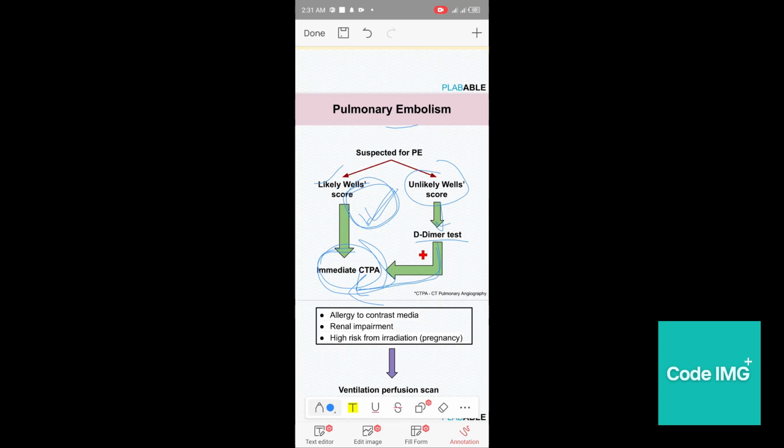Now, there's another scenario where the patient comes to you with suspicion of PE and is hemodynamically unstable. Then you can actually do an echo to see the right heart, and if it shows features suggestive of PE, you need to give the anticoagulant. If you're suspecting a massive PE, you need to thrombolyse the patient.